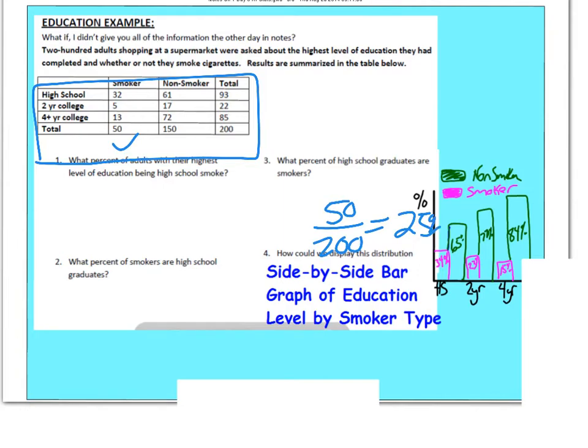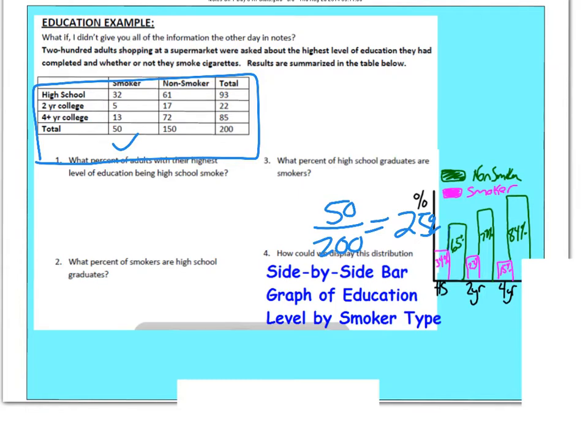Part 4, how could we display this distribution? If they wanted us to display this distribution, we know bar graphs are easier, so we would probably make a bar graph. We could put the years on the horizontal axis. And if we want to display this data, we could have one bar for smokers and one for non-smokers. So a good idea might be to do a side-by-side bar graph.